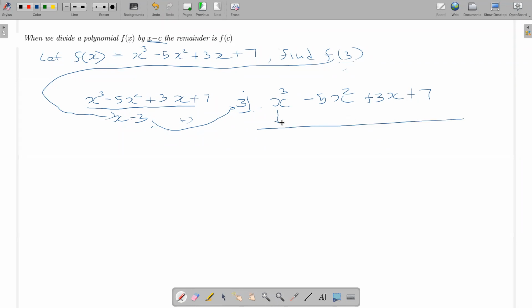So x cubed, I bring down the coefficient. I need to write the coefficient. 1 is the coefficient of x cubed, then negative 5, 3 and 7.